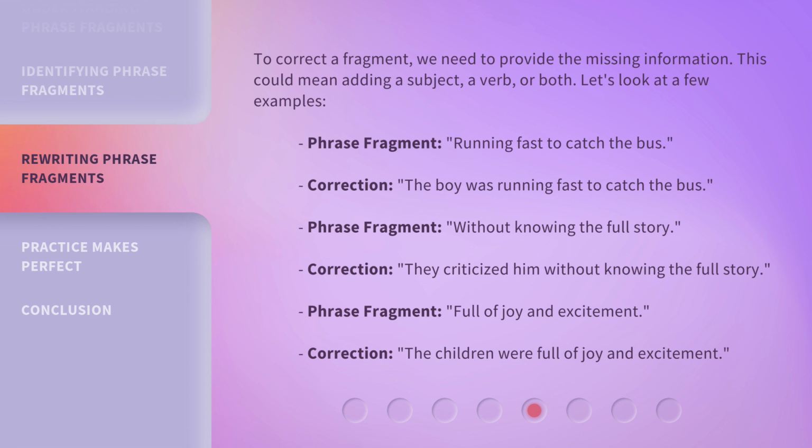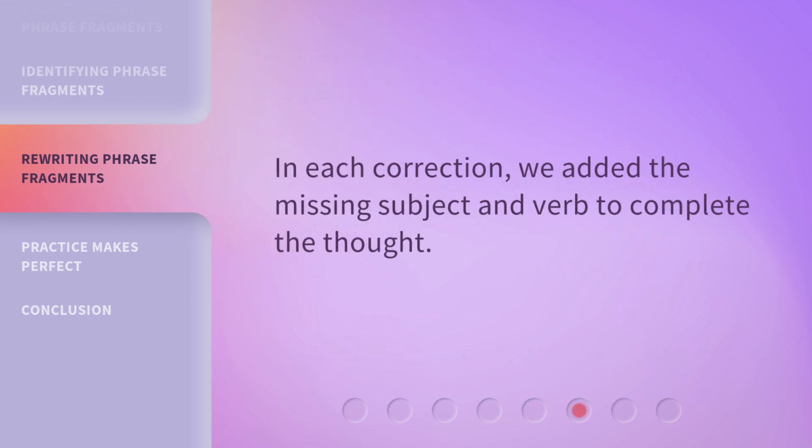Phrase fragment: running fast to catch the bus. Correction: the boy was running fast to catch the bus. Phrase fragment: without knowing the full story. Correction: they criticized him without knowing the full story. Phrase fragment: full of joy and excitement. Correction: the children were full of joy and excitement. In each correction, we added the missing subject and verb to complete the thought.